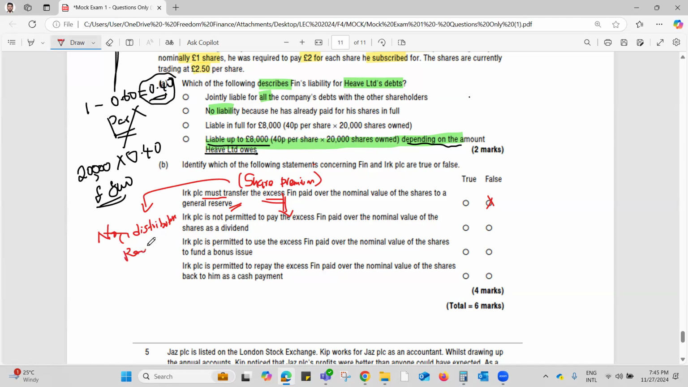Why do I say non-distributable reserve? Guys, always remember you can't pay dividends from the excess money that you are collecting from the shareholders. Why? Because you're borrowing this money for a specific purpose.